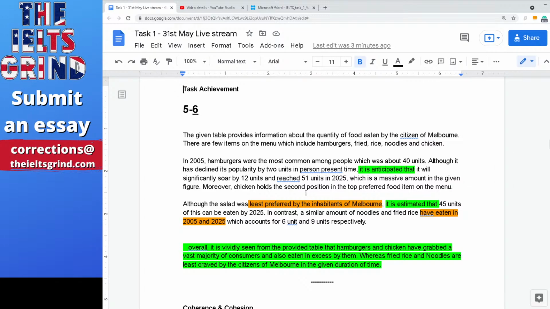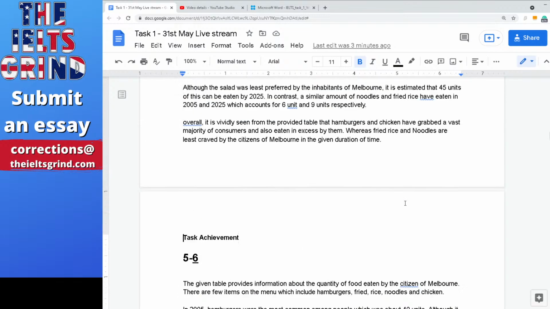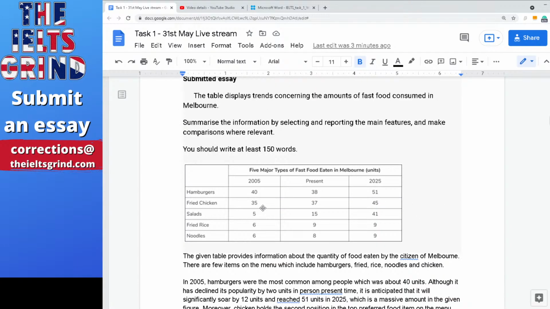So we got to, although it has declined its popularity by 2 units in person present time, it is anticipated that. This is really good. Now, why have I highlighted it is anticipated that? If we go back to the question, we notice that the time period, this is change over time, it talks about 2005, the present day, which for us is 2021, and 2025.